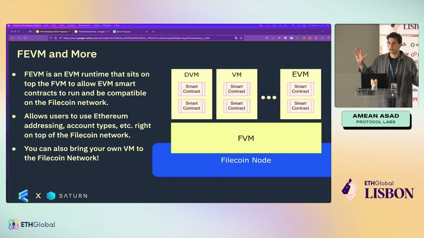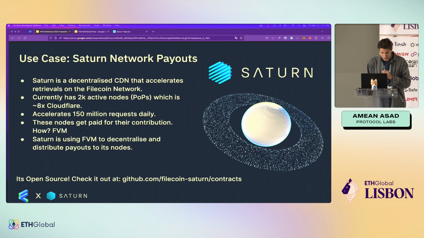So if you really like your cat Dolores so much and you want to build the Dolores VM, where the account types are just unique pictures of Dolores, you can do that as long as it compiles to WASM. All right, so hopefully it gives you a better idea of the Filecoin network, the FVM, what the FEVM is, and all that. So I'll go into a use case. I mentioned earlier that I work on a project called Filecoin Saturn.